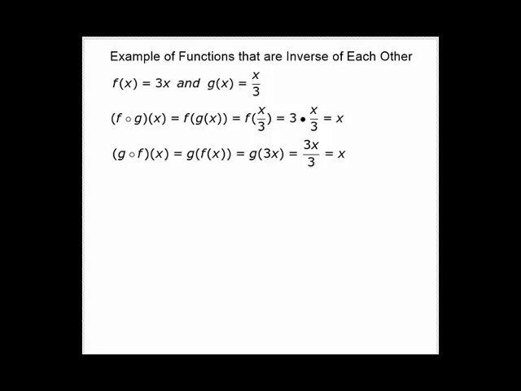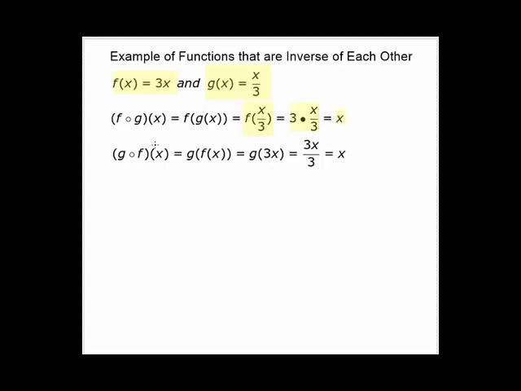Here I have f of x equals 3x, and g of x equals x over 3. When we do the composition of f with g of x, we're plugging that x over 3 into the f of x function, and we're getting f of x over 3, which means we're tripling it. When we take 3 times x over 3, it simplifies to x.